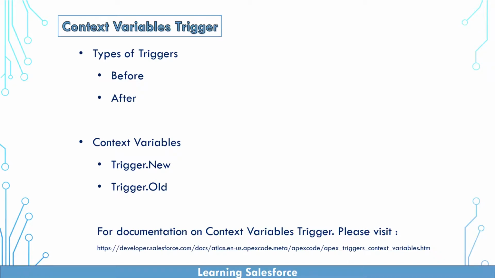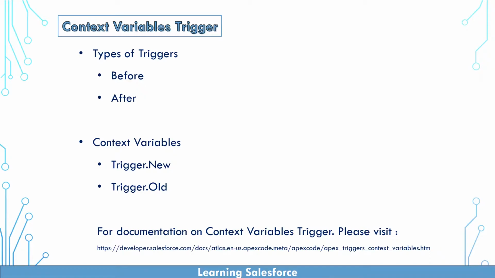There are two types of triggers. Before triggers are used to update or validate record values before the DML operation is performed on them. After triggers are used to access field values that are set after the DML operation is performed by the system, such as a record's ID or last modified date field, and to effect changes in other records. The records that fire the after trigger are read-only.